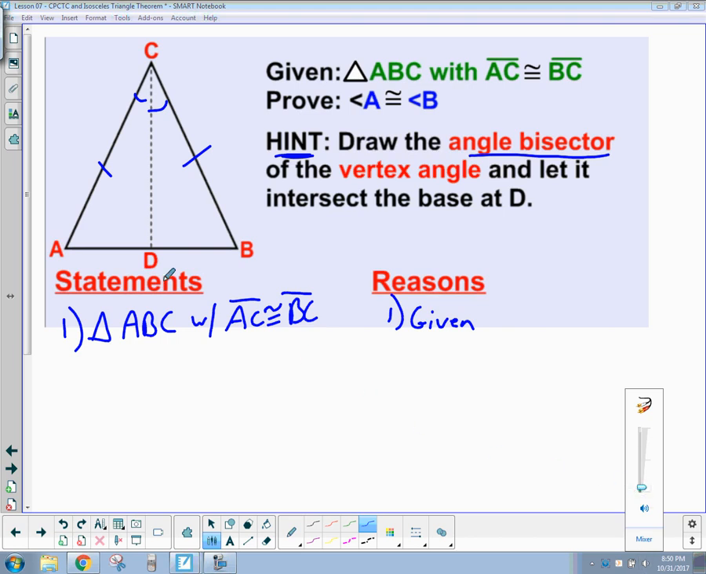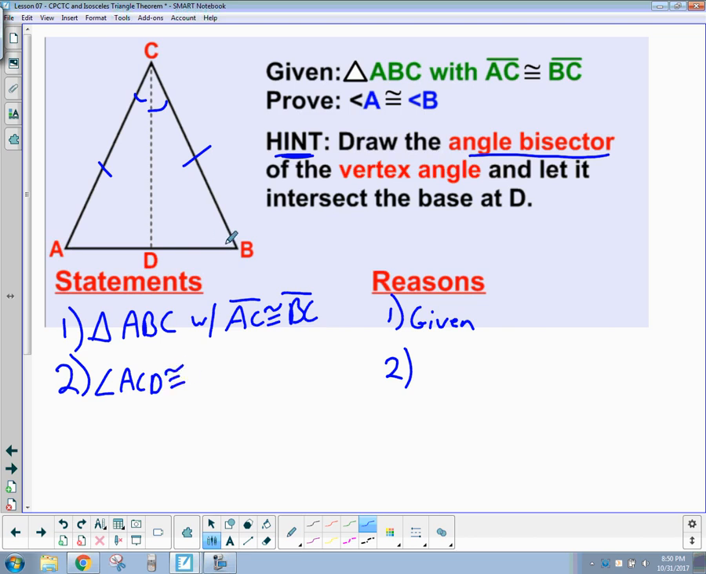2. Based on the fact that we drew an angle bisector here, let's state it. We're going to say that angles ACD is congruent to BCD because of the definition of angle bisectors. So now we have that.